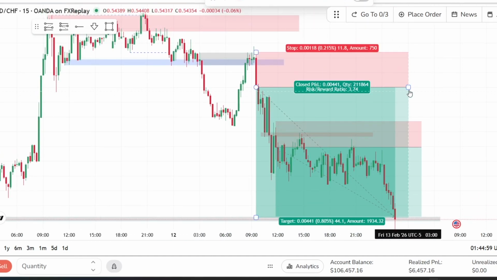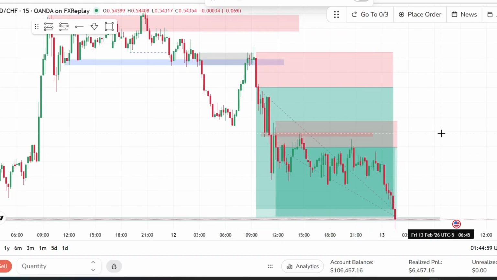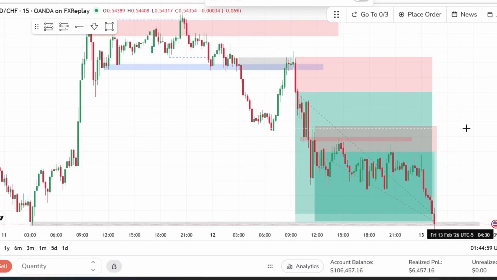So just following the trend, being patient on the breakout. That's all you would need to catch this nice setup. So we meet in the next example.